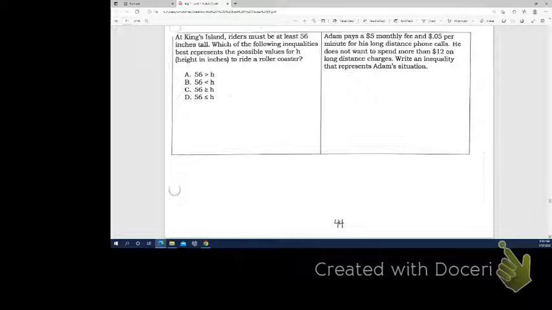So if you have to be at least 56 inches, now I would probably have written this with the H first. At least 56 means you got to be taller than or equal to 56. But then if I flip that around so that 56 is first, because that's the way they wrote it, it needs to be pointing at the 56 and open to the H and have the equal sign. So that would be the same as D. So 56 is the shortest you could be. If you're taller than 56, then you'd be able to ride all the rides.